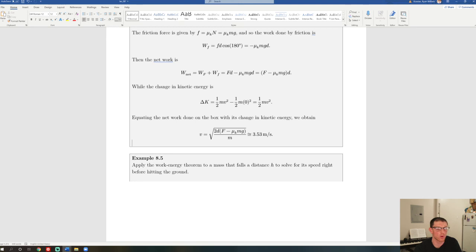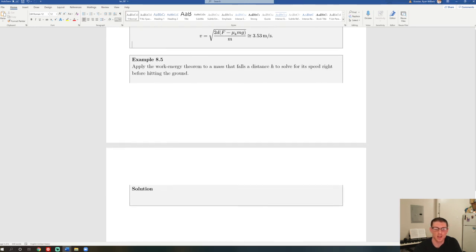And what we want to do is apply the work energy theorem to a mass that falls the distance h to solve for its speed right before it hits the ground. And we already know the answer, right? Because we did this in kinematics. This was just free fall. But now we can do it another way, and we damn well better find that we get the same answer, right? So let's go through and do this and see if we do.